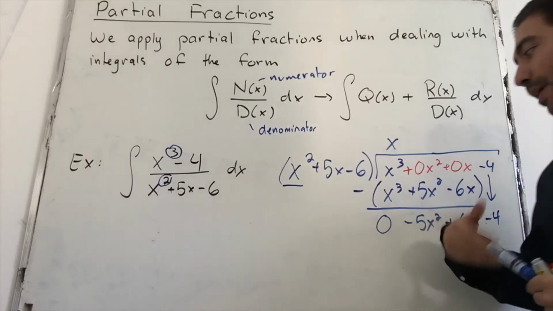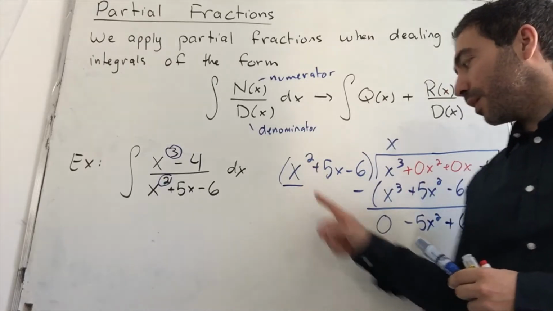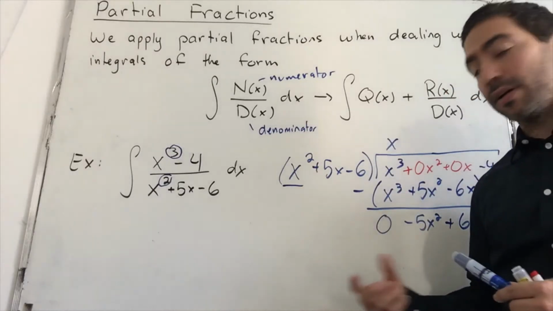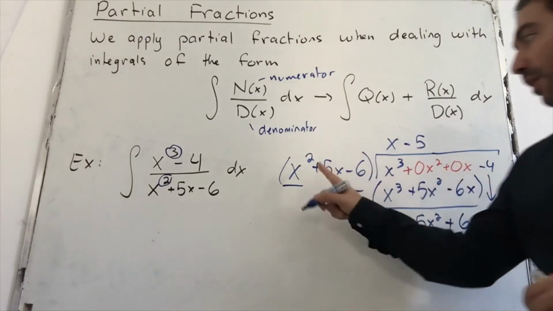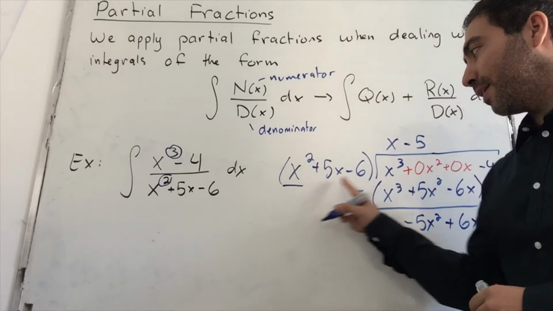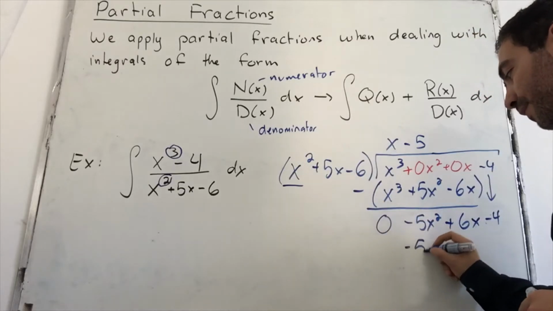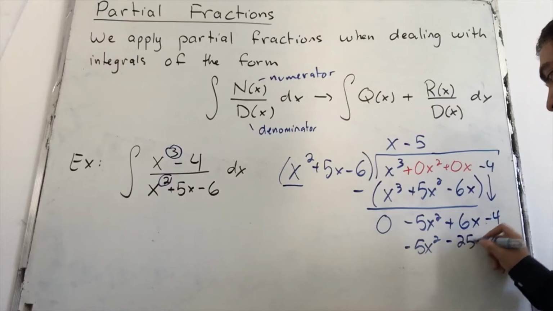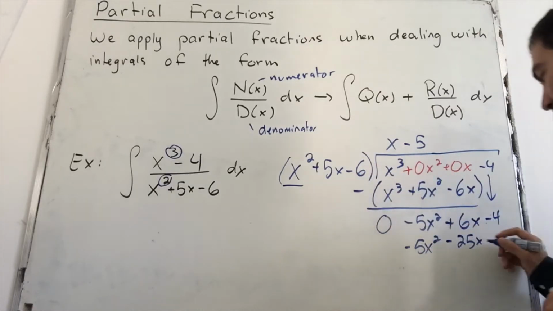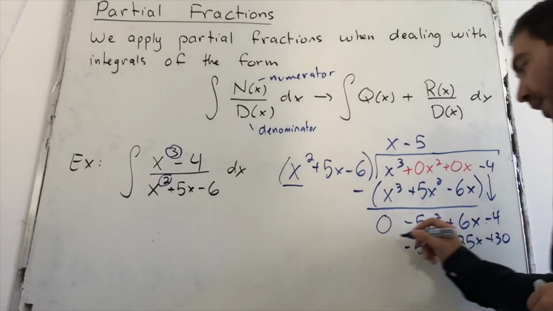And now we play the same game again. What do I have to multiply x squared by to give me negative 5x squared? Well, the answer to that is just minus 5. Now multiplying the minus 5 by this entire bracket, we get minus 5x squared minus 25x, and then minus 5 times negative 6 is positive 30. And now we subtract.